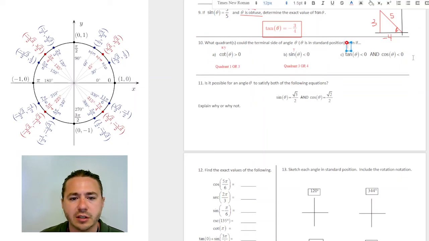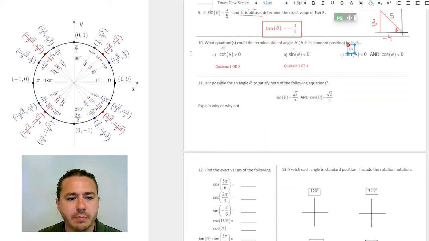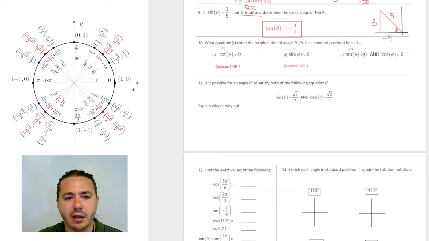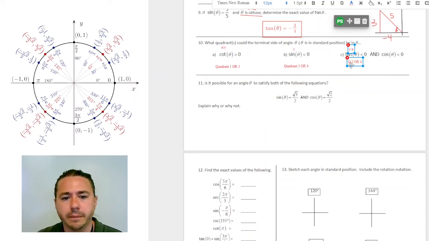So tangent is y over x. It's going to be positive and negative in the same places that cotangent was. If this is negative, then one of these 2 things has to be negative and the other has to be positive. That's going to happen in quadrants 2 or 4, okay?